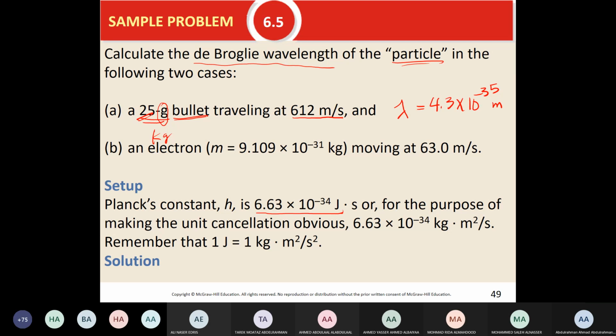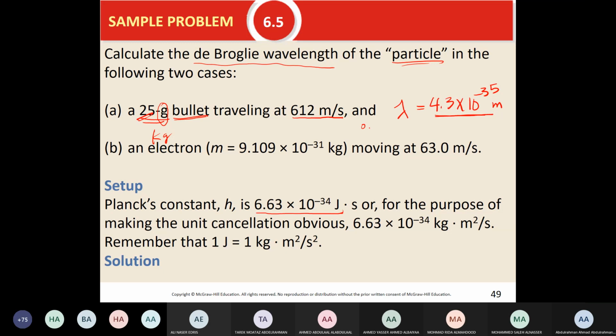Okay, but look at the number here. Is this possible? 4.3 times 10 to the power minus 35. This means you have a 0 and then 34 zeros before you reach 4. For us, it's 100% nothing at all. It's almost impossible.